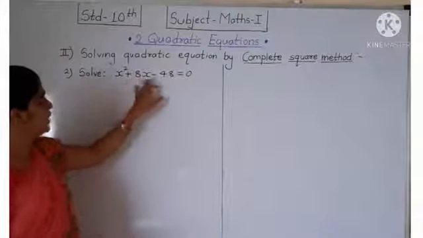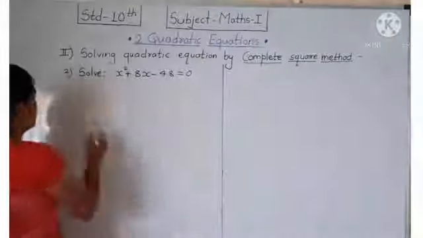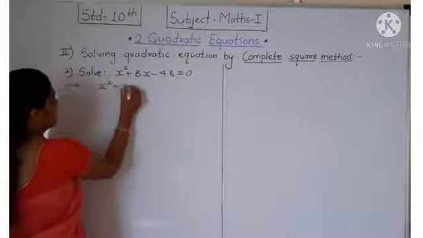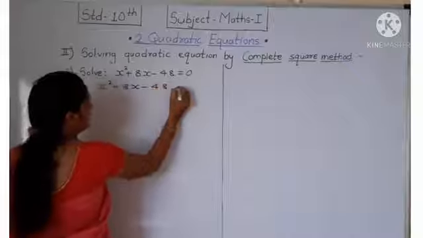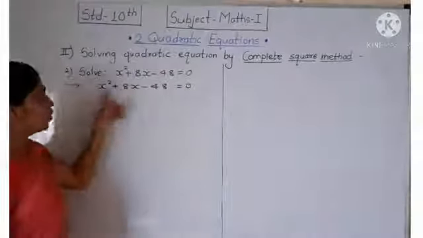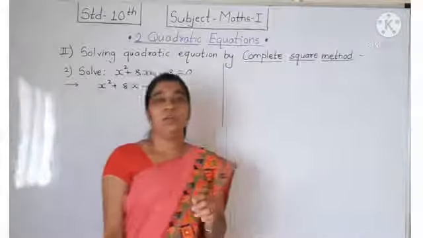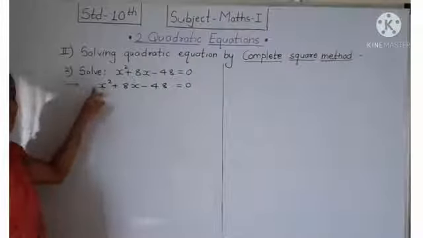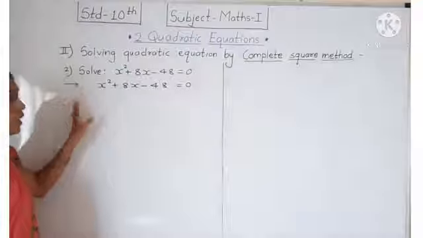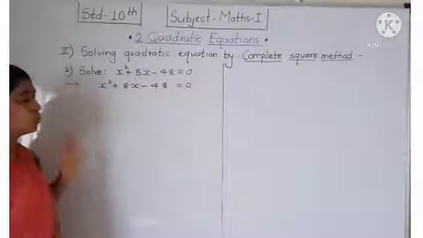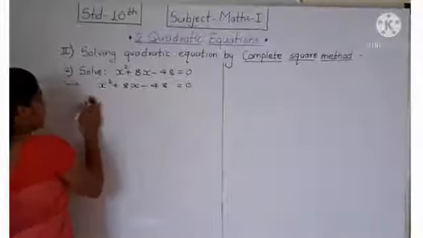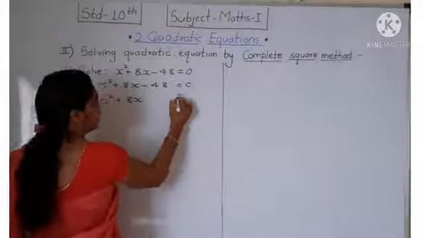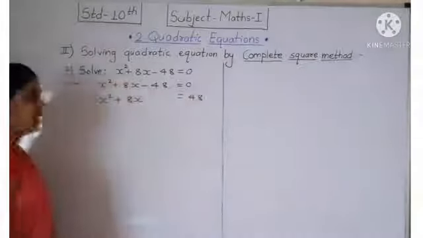Solve x square plus 8x minus 48 is equal to 0. Here, what is the given equation? x square plus 8x minus 48 is equal to 0. For the complete square method, we must remember the coefficient of x square is 1. Here see, the coefficient of x square is 1. So what is the first step? x square plus 8x. Take the constant term on the RHS, is equal to 48.